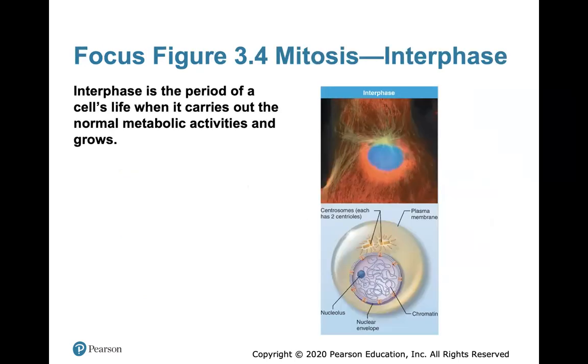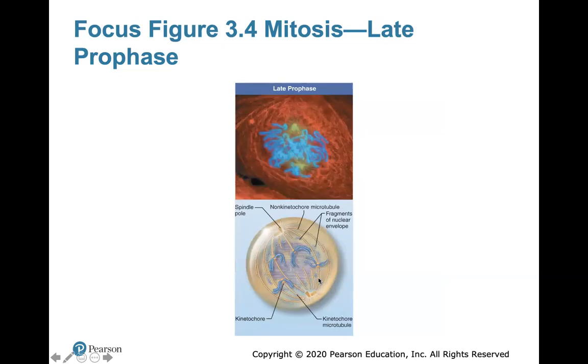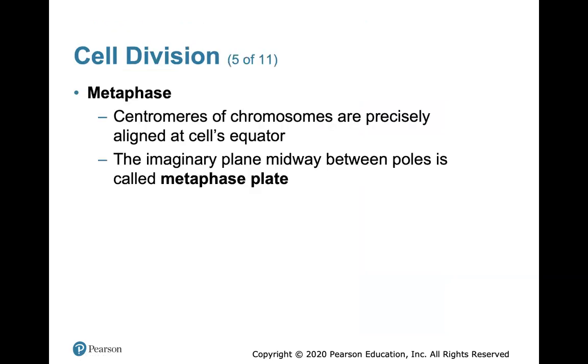So this is a look at interphase, normal cell growth and metabolic activities. This is a look at early prophase. You can start to see the mitotic spindle forming, which will attach to the chromosomes. And then in late prophase you see the mitotic spindle attached to the centromeres on the chromosomes, which will push them towards the center of the cell.